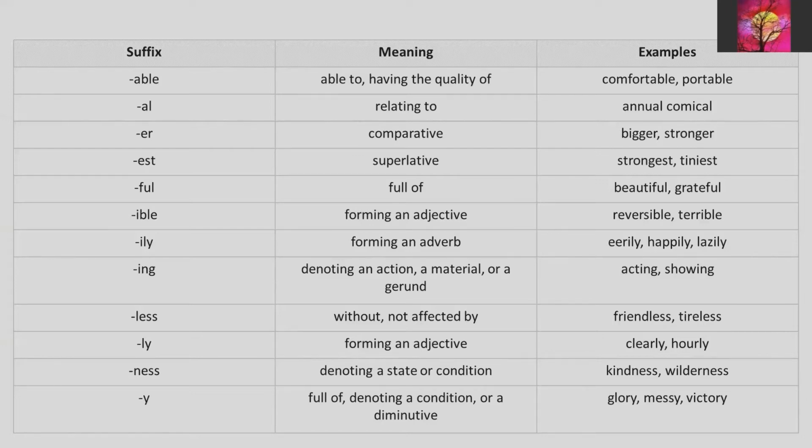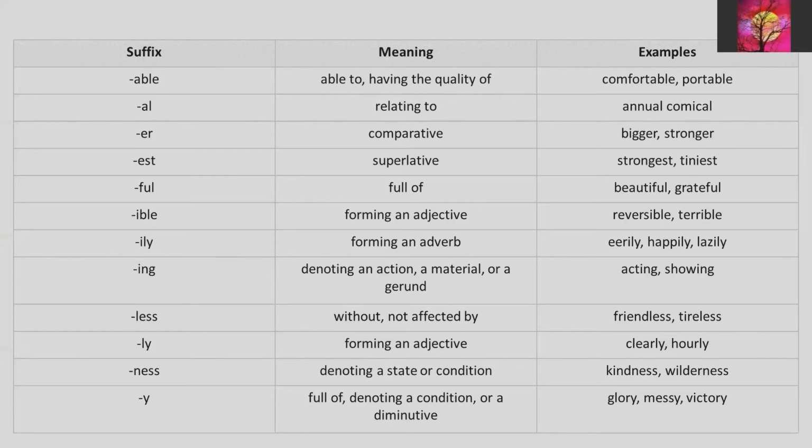Less is another commonly used suffix which, when added to the root word, gives a new word with an opposite meaning. So friend plus less, friendless. Tire plus less, tireless. Ly is another suffix which when added to the root word forms an adverb. So clear plus ly is clearly.